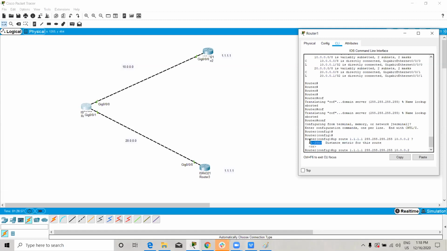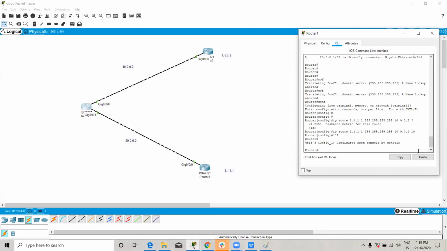We can give anything between 1 to 255. By default, the AD value of a static route is 1. So we have to increase the AD value here. I can write 10. Okay. For that, what you need? Shift plus question mark. Yes, question mark. You get these things. It asks about the distance metric for this route. Okay. So I can give 10.